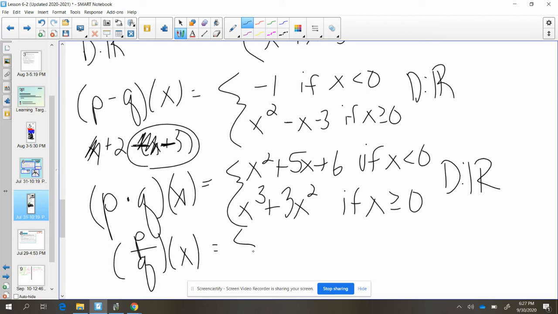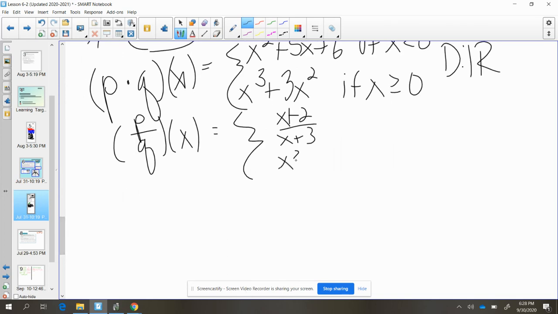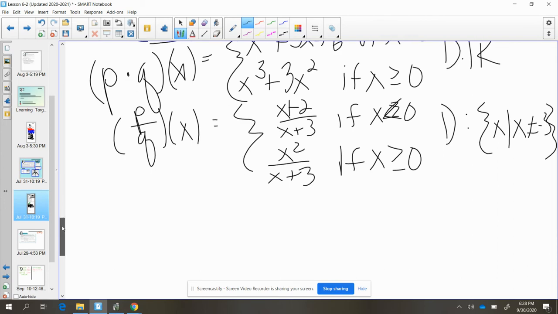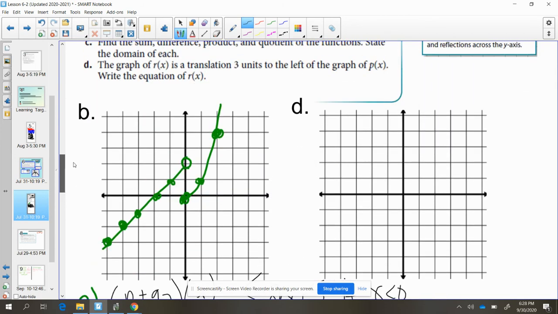Really what we're doing is we're just going to take our x plus 2 divided by x plus 3, and then x squared divided by x plus 3. But, and this is still holding, we haven't really shifted it at all there. Oops, less than 0, greater than or equal to 0. But this time we have to be careful, our denominator cannot equal negative 3. So our domain here is x when x does not equal negative 3.